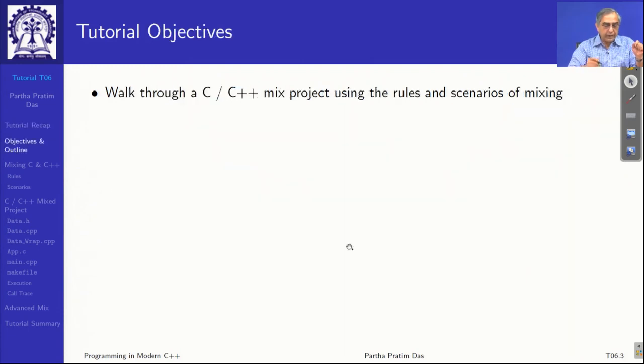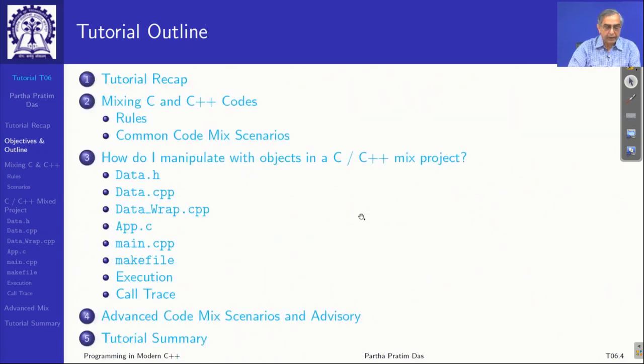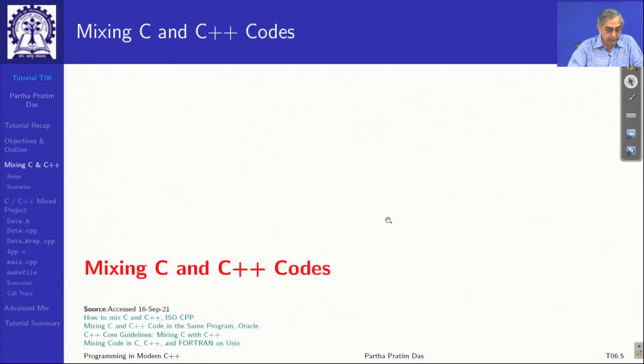What we will do in the current tutorial is, using these rules and the tricks that we have learned, take a single project and build it with C and C++ code mixed in a certain way. So, this will be more like a hands-on session in terms of how you do a mixed language project. This is the outline, which is as ever available on the left.